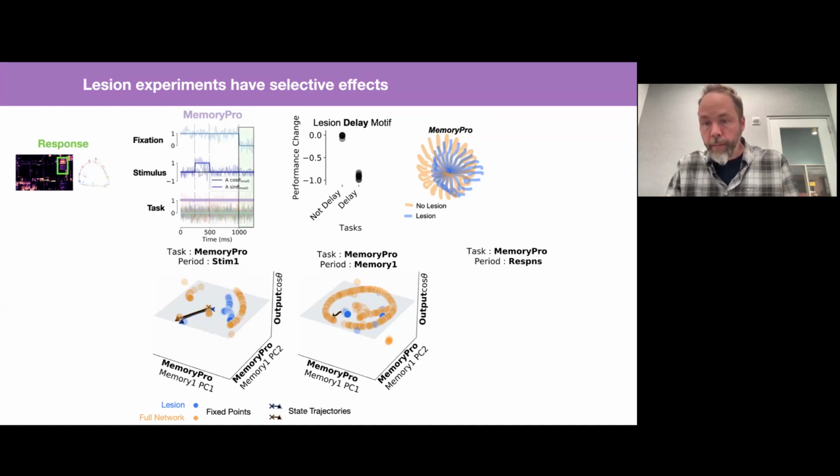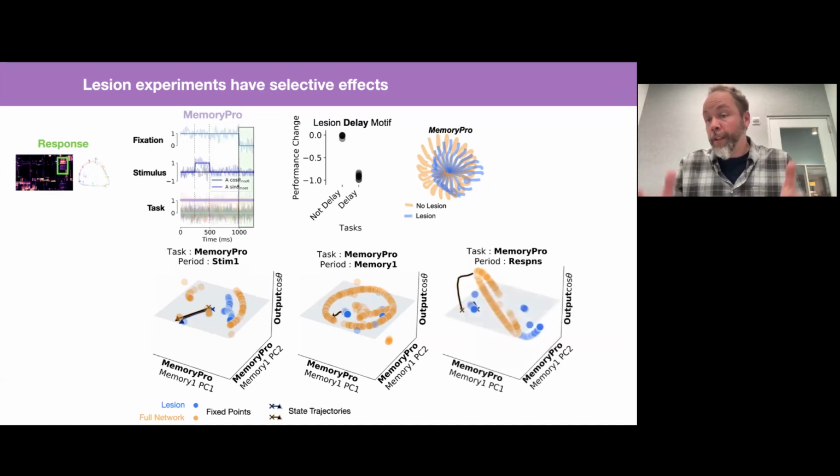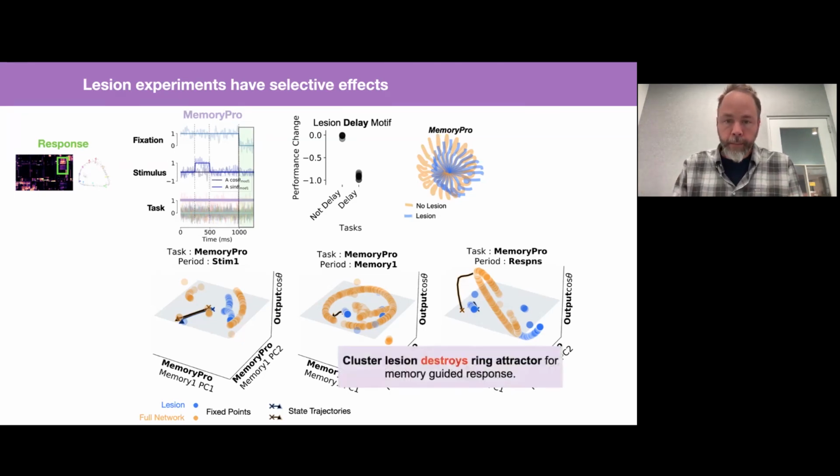Now let's go to the response period. Well, it turns out, how did the network implement the response period? It repurposed the ring attractor, and it just rotated the entire ring attractor. So in the lesion, not only did it not have a memory of anything, but it couldn't do the rotation anymore. And you can see 2 examples here, the working correctly and not working correctly. So you can see that there's just a profound reuse of dynamical structure in the network going on here.